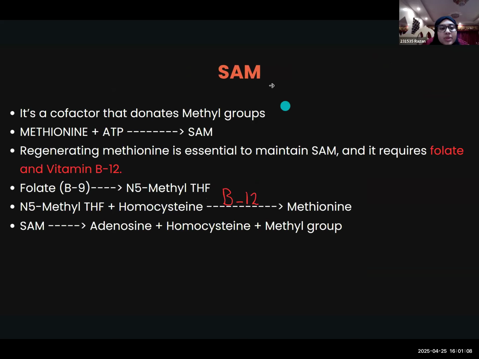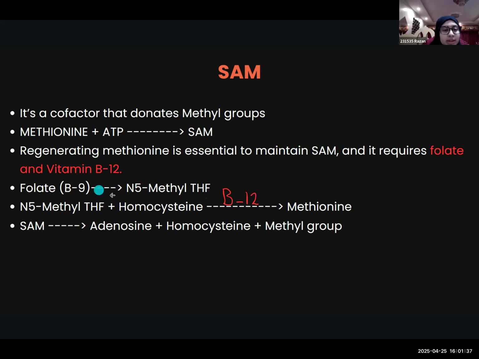Then here we have SAM. So what's SAM? SAM is a cofactor that we need to donate a methyl group. How do we get SAM? We need methionine and ATP, and by that we can get SAM. So how do we get methionine? This part of getting methionine will be explained here and again in the second lecture too, the whole pathway.